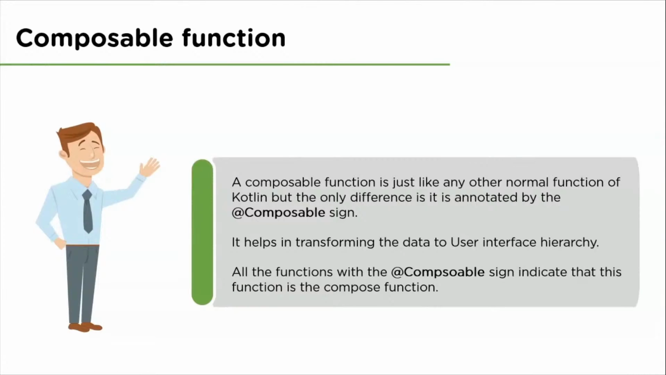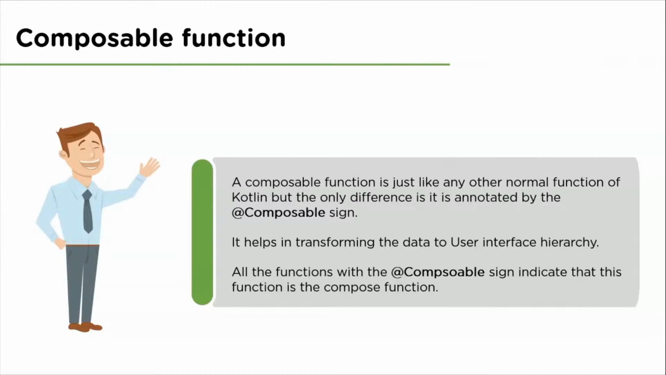All the functions with the Composable sign indicate that this function is a compose function, and the sign tells the Compose compiler that this function is intended to convert data into user interface, and they can only be called from other composable functions. A composable function doesn't return any values like a Kotlin function, but instead emits user interface elements to the Compose runtime system for rendering.